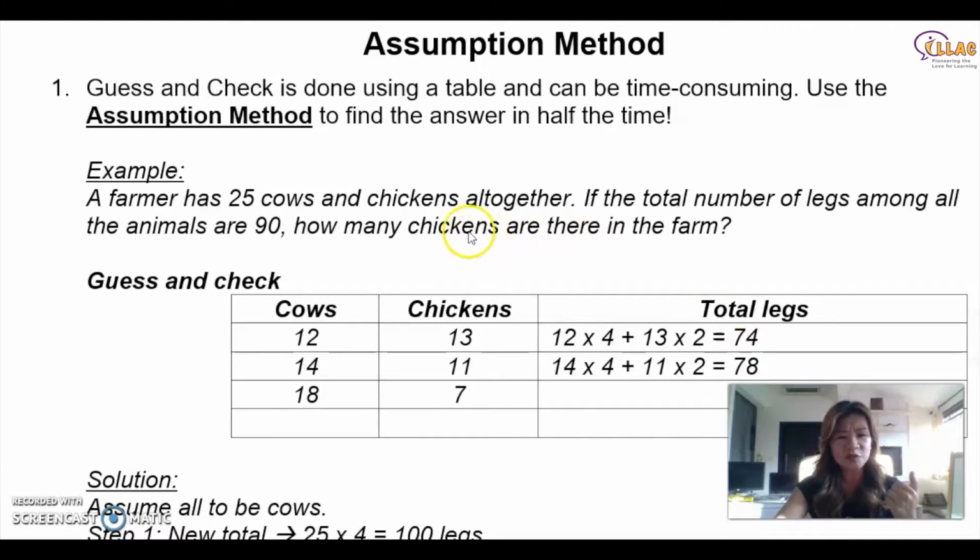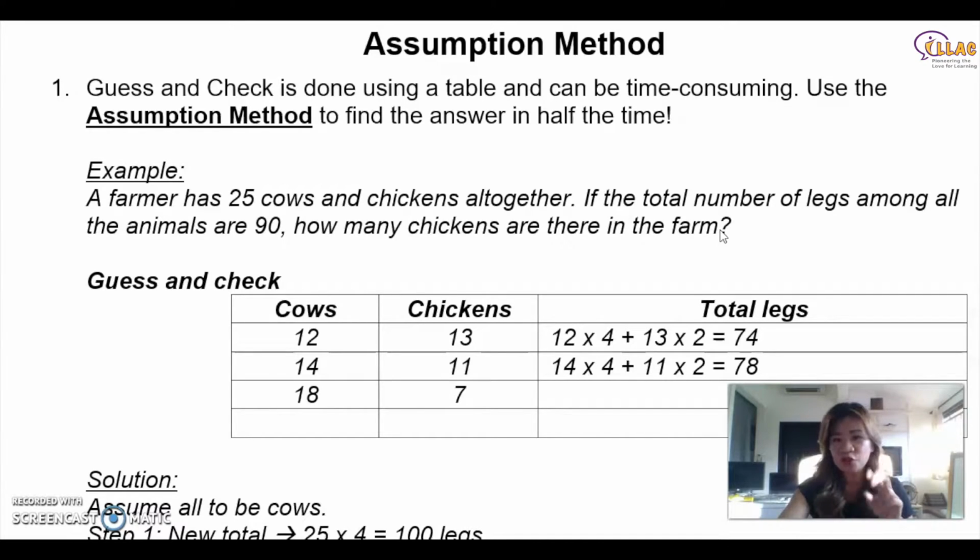So, how do you use the assumption method? The assumption method is used whenever you have two items and two totals in the question. What do I mean? For example, this question. A farmer has 25 cows and chickens. Two items, okay? Cows and chickens. If the total number of legs among all the animals is 90, so there are two totals. I told you 25 is all that I have and they all together have 90 legs. So how many chickens are there on the farm? This is typically an assumption method question.